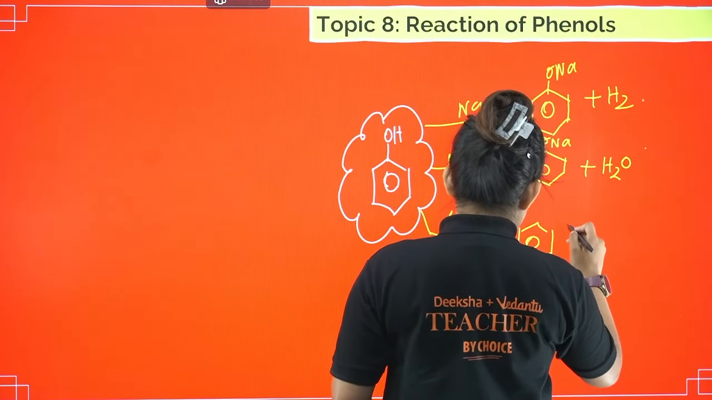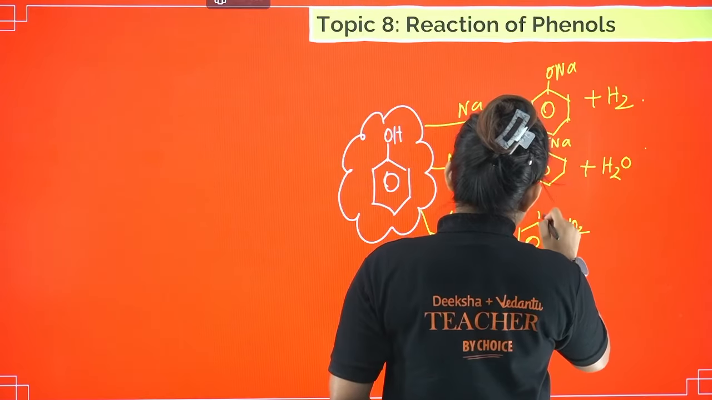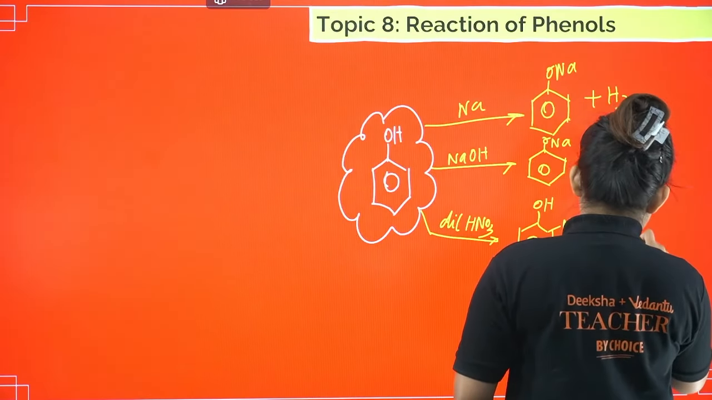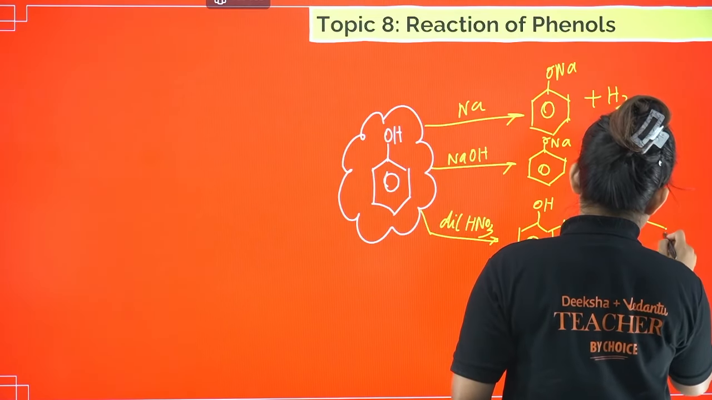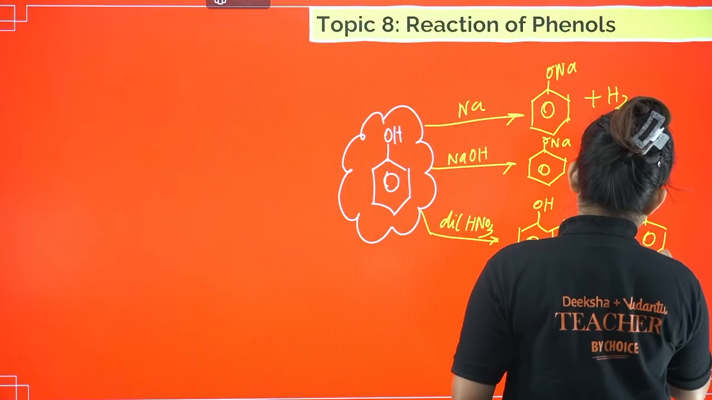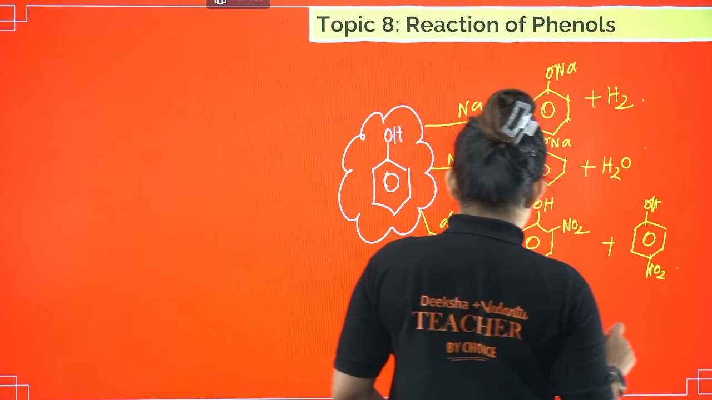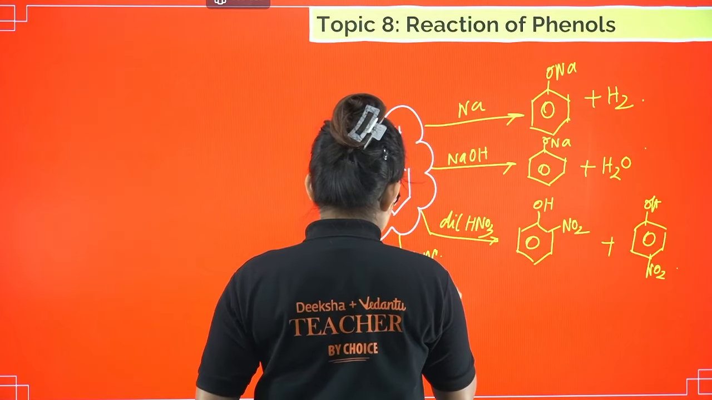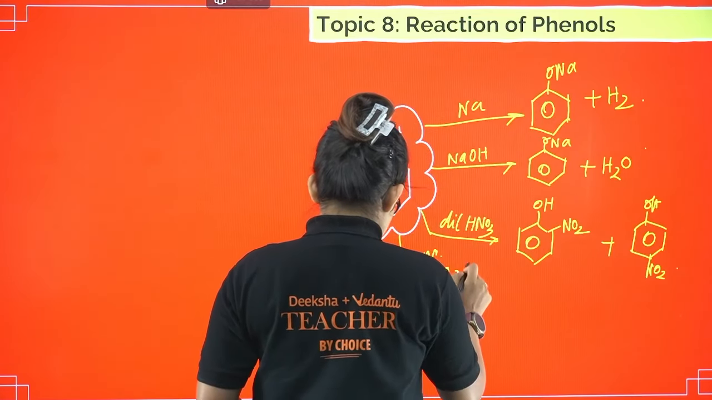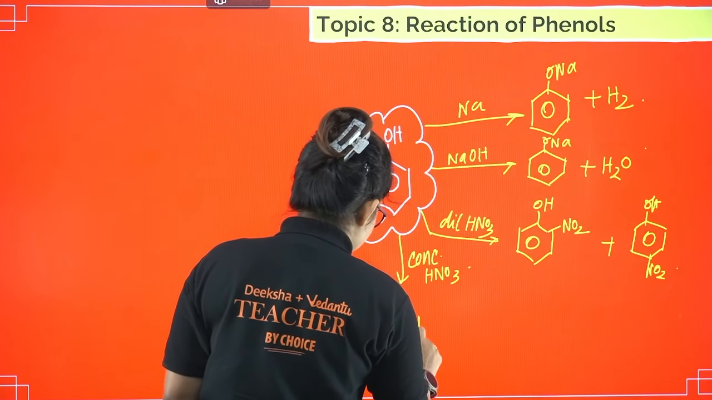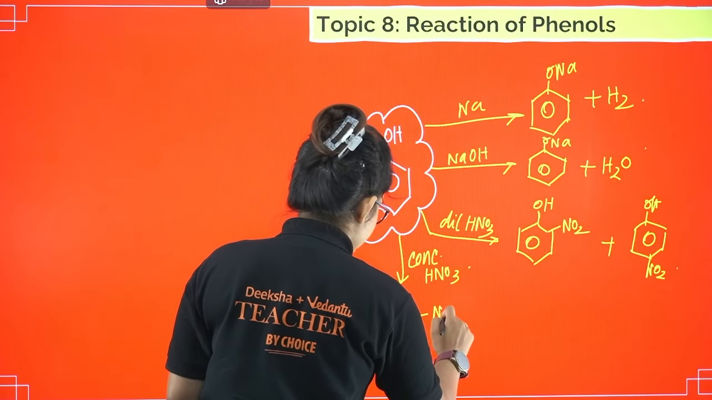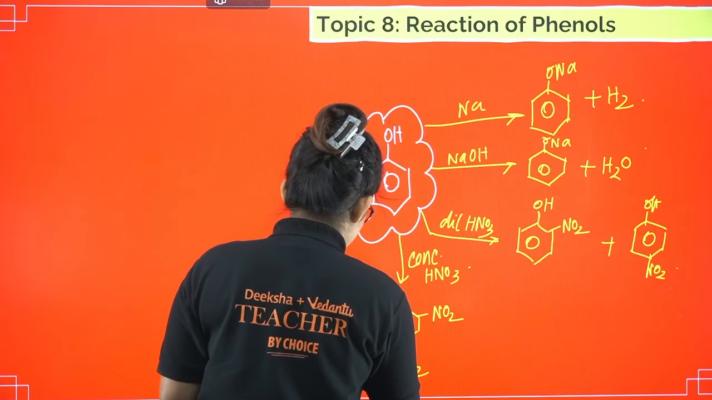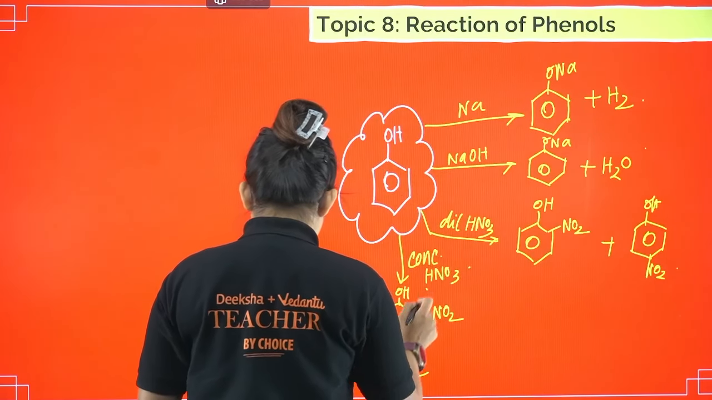So with dilute HNO3 it will be substituted with the nitro group. So nitration. See, the nitro group can come in the ortho position and in the para position as well. Next, if I treat this with concentrated HNO3, then all the ortho and para positions will be substituted with the nitro group. So NO2 here, NO2 here, and NO2 here. Here I am having OH.